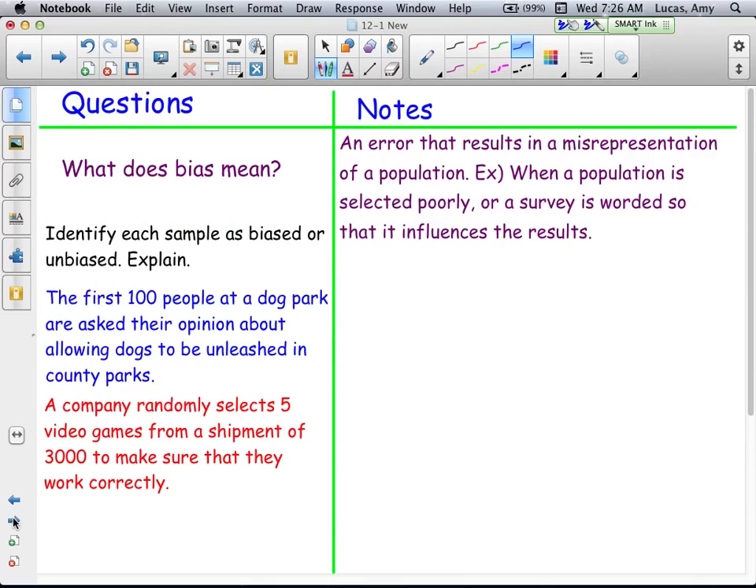Okay, next we're going to talk about bias. What does bias mean? Bias is an error that results in a misrepresentation of a population.